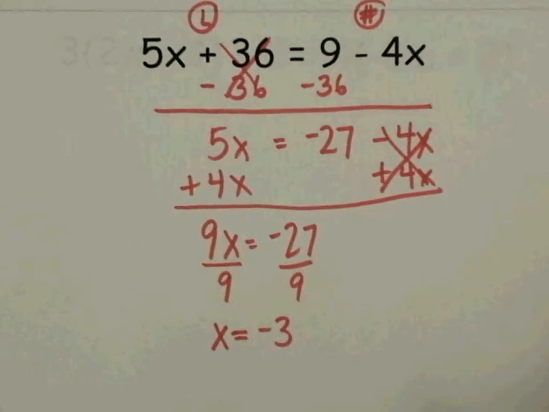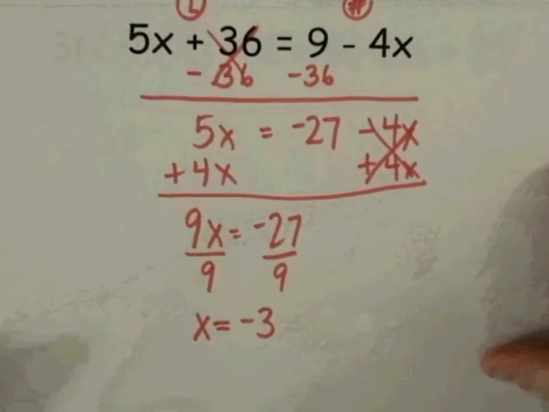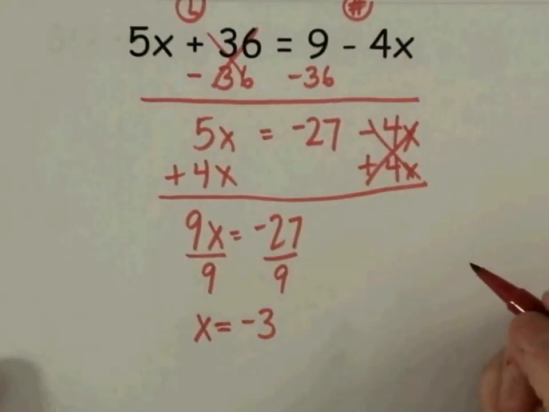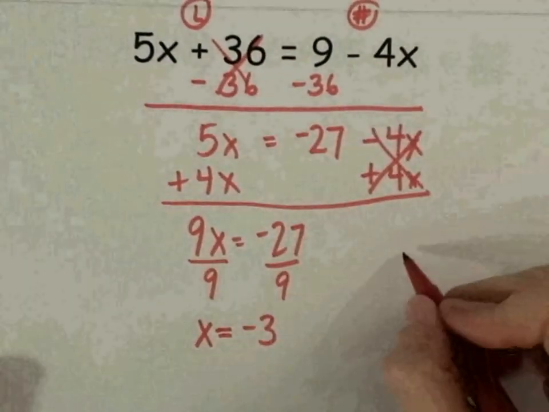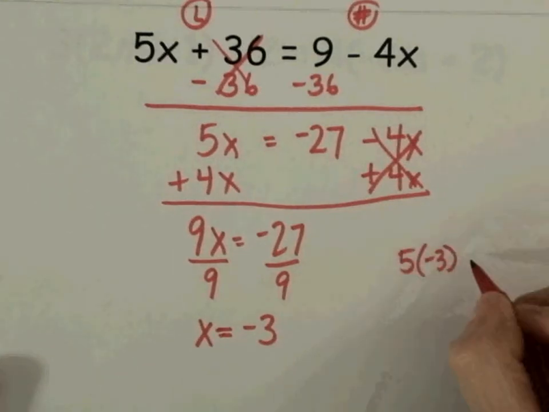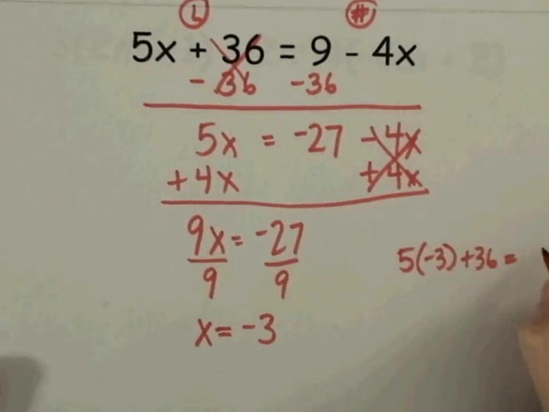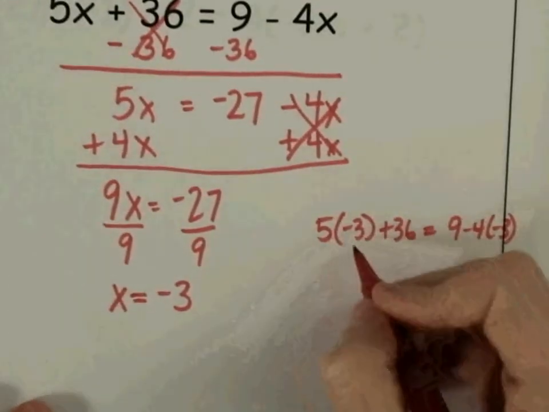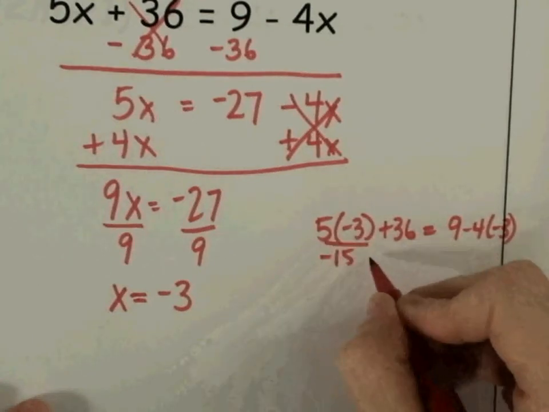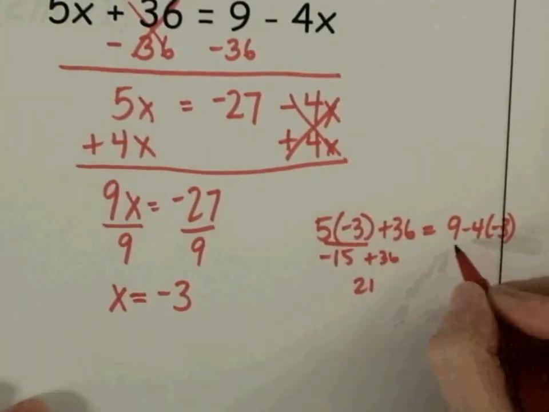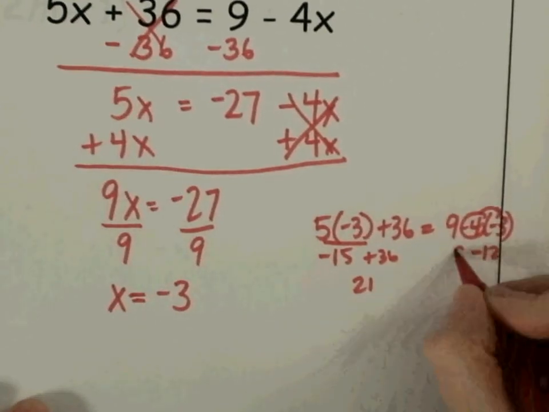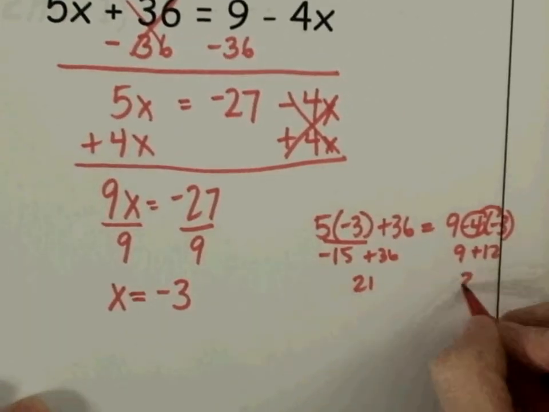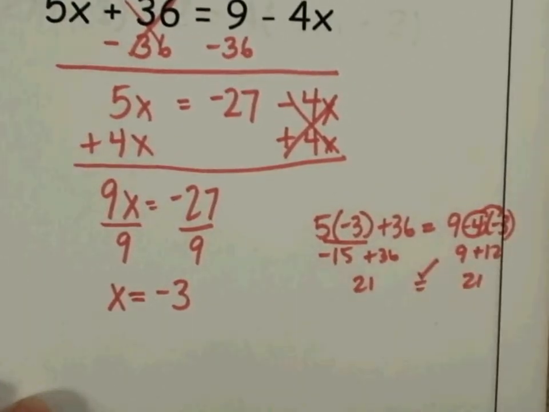Now, how do I know if I'm right? Well, there's two ways I can tell. The first thing I can do is take my x that I've got in here, negative 3, and substitute it back into this problem. So 5 times negative 3 plus 36 should equal 9 minus 4 times negative 3. Well, 5 times negative 3 is negative 15, plus 36 is 21. Well, negative 4 times negative 3 is negative 12. Well, I'm sorry, positive 12. 9 plus 12 is 21. They are equal, so I know that it works.